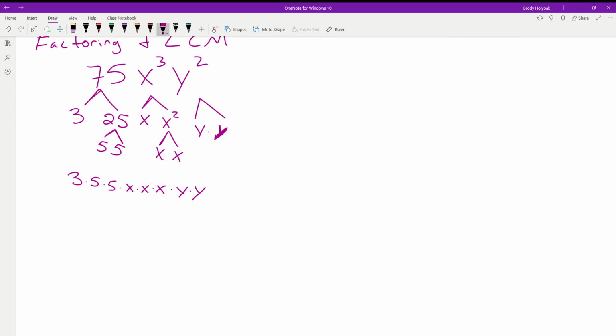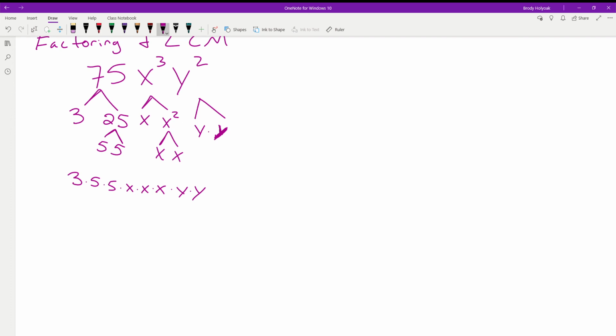Now this may seem a little counterintuitive because usually 75x cubed y squared is going to be the correct form for an answer. We don't want it completely broken out like this. For one, that's a lot of stuff to have to write. It's a lot easier just to write 75x cubed y squared. But we need to be able to break these down, especially when we have variables like this, into separate parts, because when we start adding and subtracting and multiplying and dividing, if we can get some of these to cancel out while we're working the problem, it's going to make it a lot easier for us in the end.